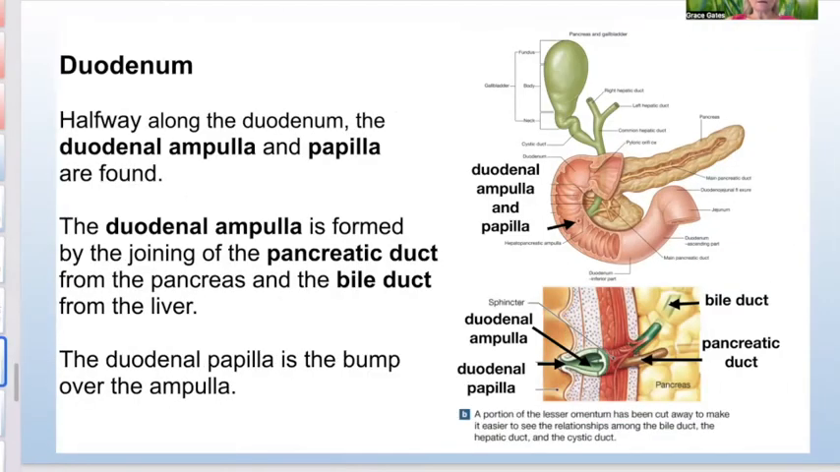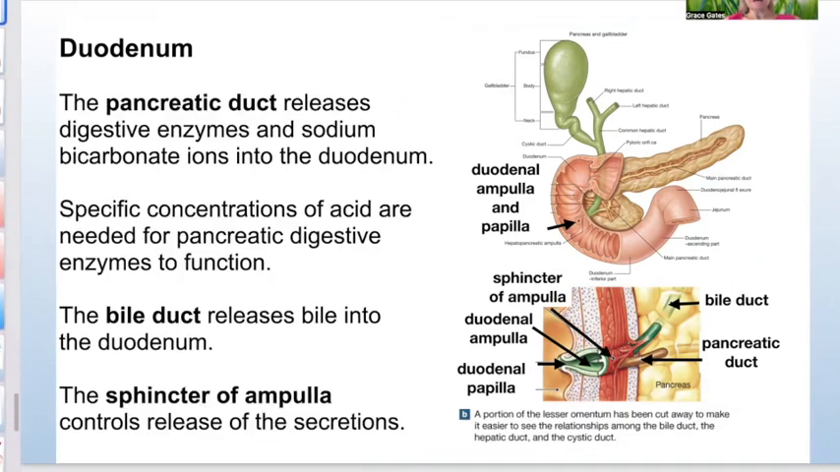Halfway along the duodenum, the duodenal ampulla and papilla are found. The duodenal ampulla is formed by the joining of the pancreatic duct from the pancreas and the bile duct from the liver. The duodenal papilla is the bump over the ampulla. The pancreatic duct releases digestive enzymes and sodium bicarbonate ions into the duodenum. Specific concentrations of acid are needed for pancreatic digestive enzymes to function.